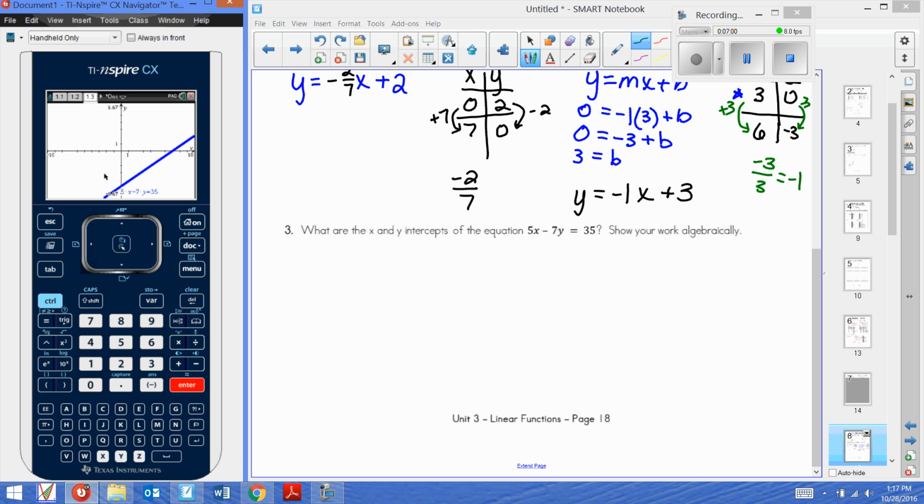Okay, so it's pretty clear. It's a little difficult to see with this axis, but it looks like my y-intercept might be happening, wait, sorry, that's my x-intercept. Over here, my x-intercept looks like it's at 7, and my y-intercept here looks like it's happening maybe at -5. Let's find out if that's true or not.